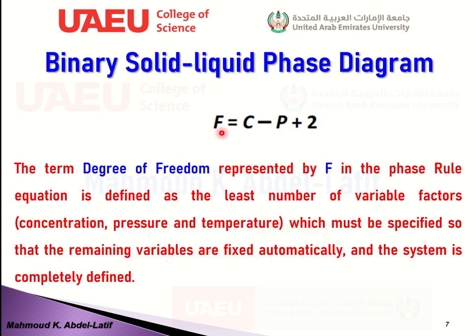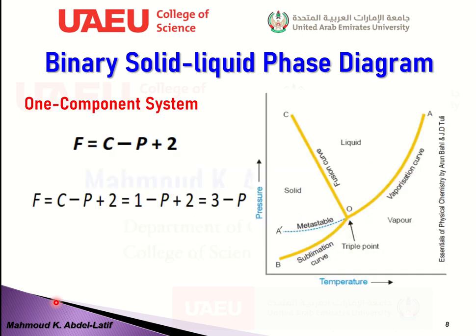Okay, F, the term degrees of freedom represented by F in the phase rule equation, is defined as the least number of variables, factors, concentration, pressure, and temperature, which must be specified in order to describe the system, so that the remaining variables are fixed automatically and the system is completely defined, completely described. Okay, that's good.